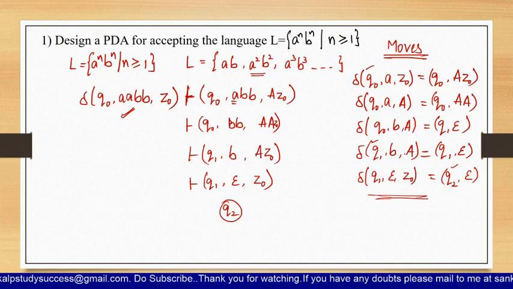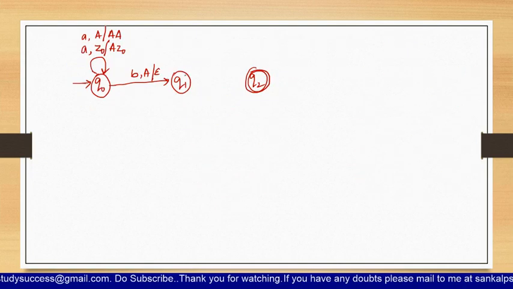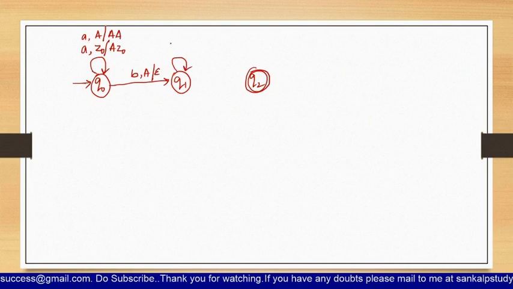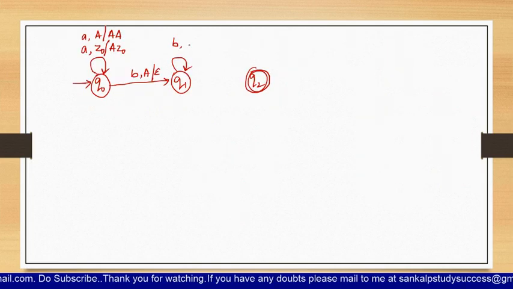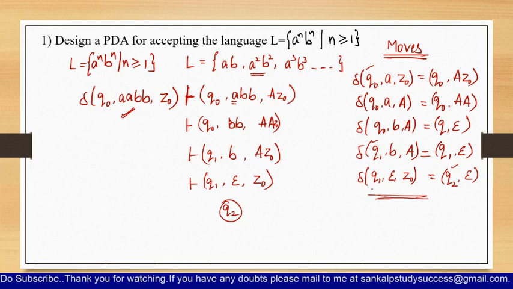So Q1 comma B comma A will again go to Q1 only. So it is B. By applying B, the top of the stack becomes A to epsilon. So A or epsilon. Now from this Q1, we are going to Q2 by applying nothing. That means by applying epsilon, right?